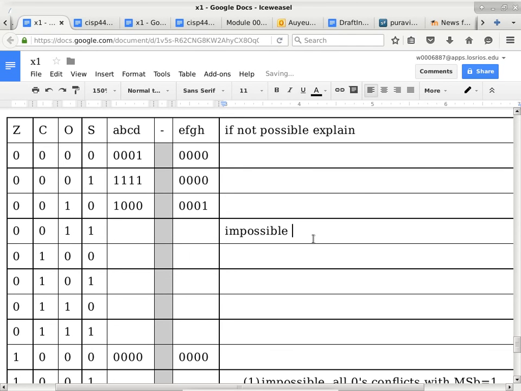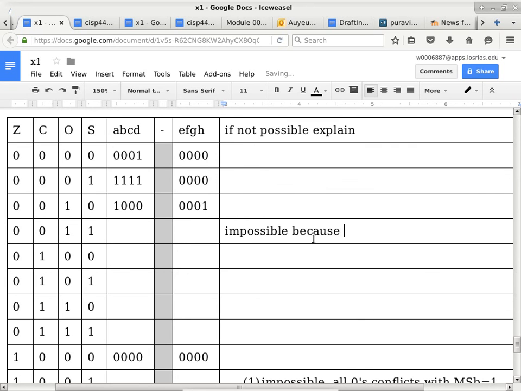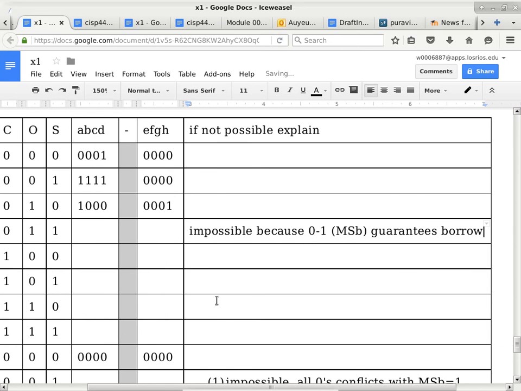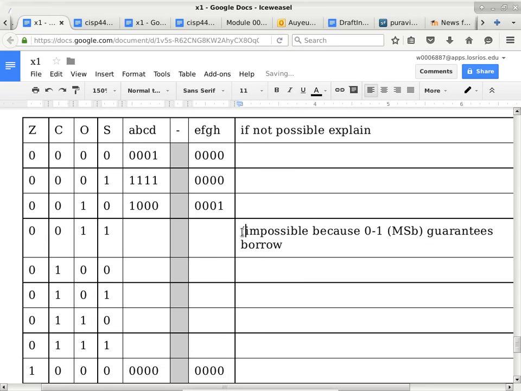Okay, impossible because 0 minus 1 as most significant bit guarantees borrow. Okay, here we go. I mean, you can write it in a different way, but that means everything that ends up with 1 1 can be explained exactly the same way. So we put a note after this.